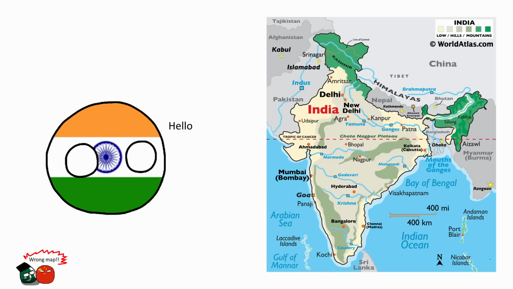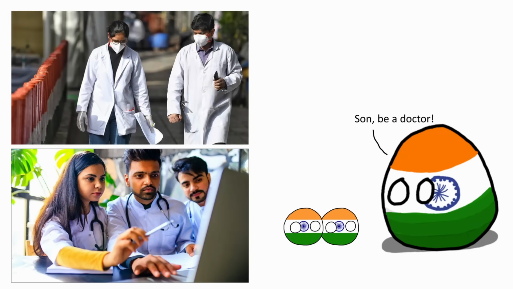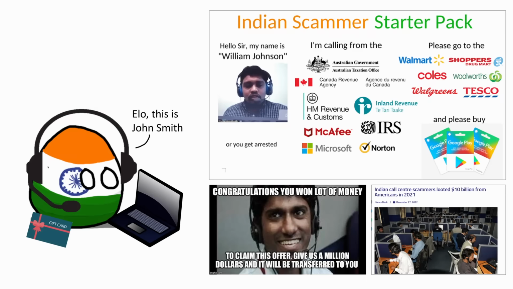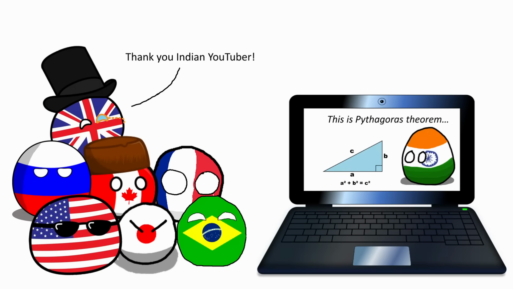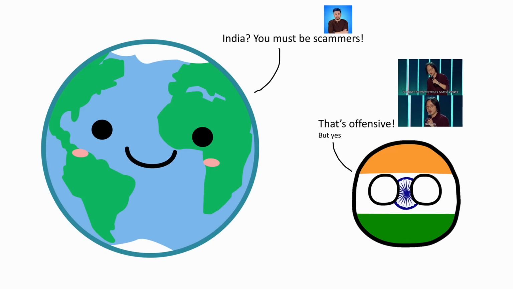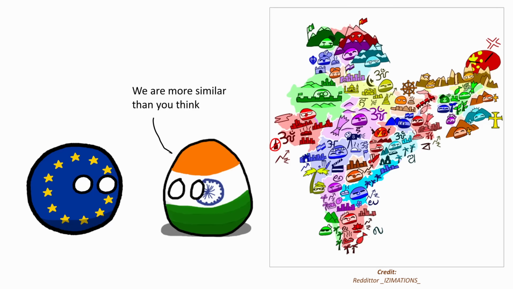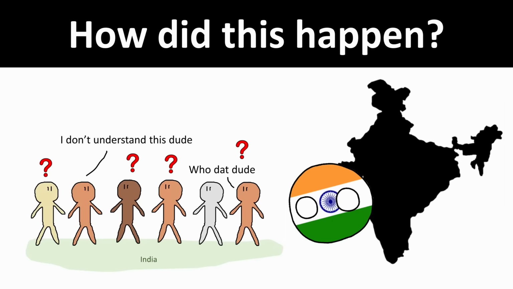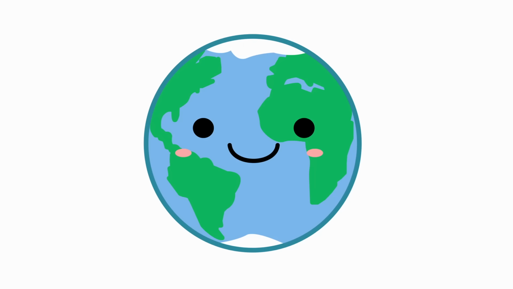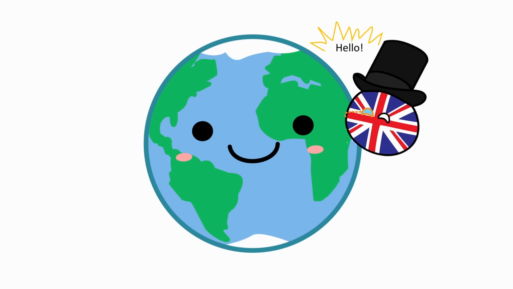This is India. Bollywood, doctors, engineers, IT scammers, and your favorite YouTube teacher to pass exams. But beyond the stereotype and generalization, the nation of India can be better described as a collection of different countries who somehow got stitched together. How did this happen? Well, the short answer is geography, and some Brits.